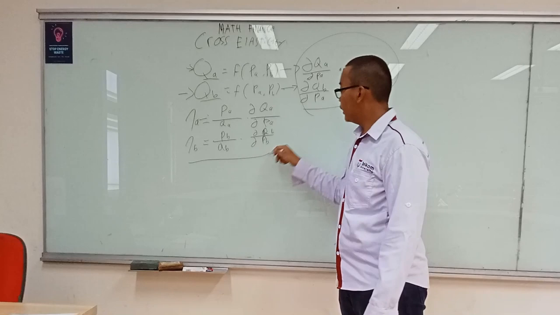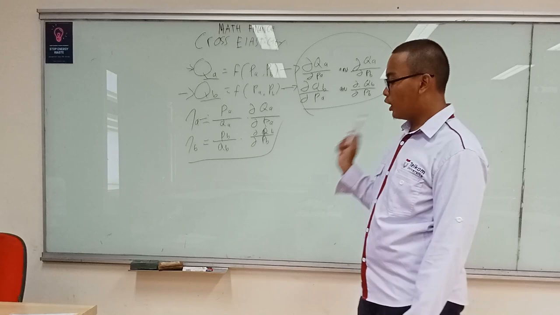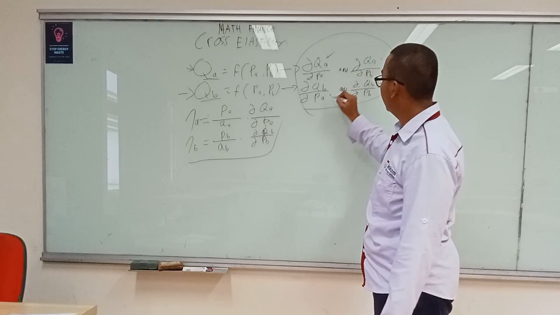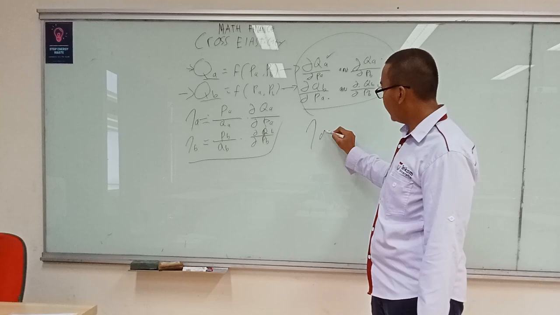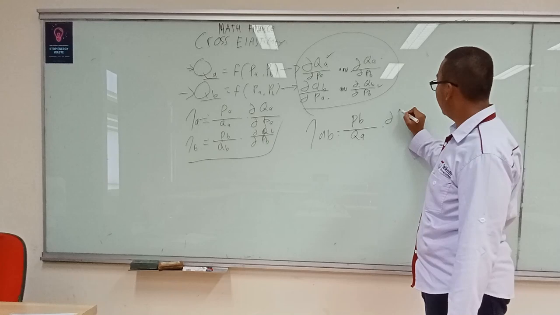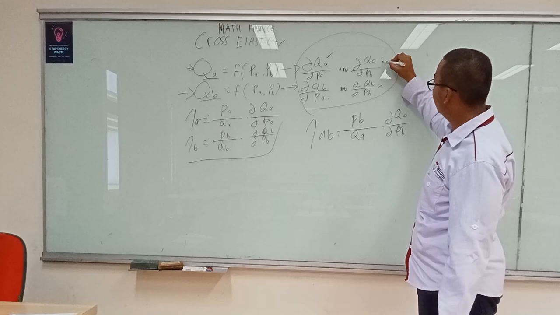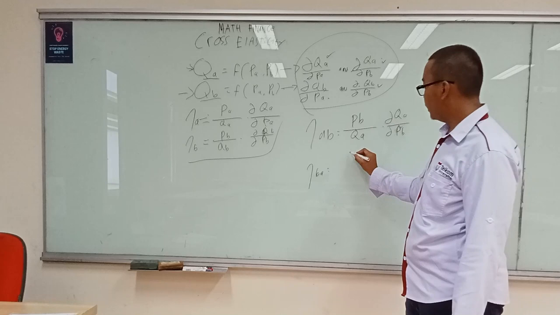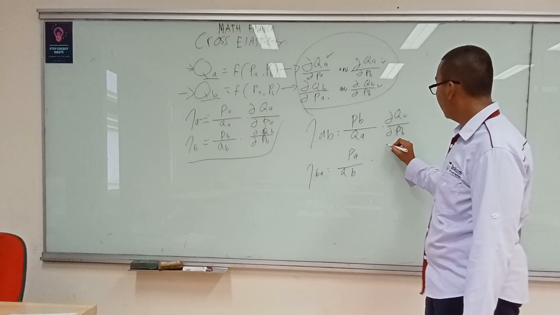And then the second one, how to find the cross elasticity. We need to use the rest. We have used this one, now we're going to use this and this. We put it in like this. Now, epsilon AB equals PB per QA times partial QA per partial PB, which is this one. And then the second one, we also need to find BA, which is different. It's going to be the other way: epsilon BA equals PA per QB times partial QB per partial PA.